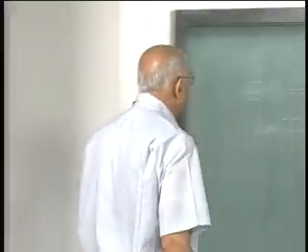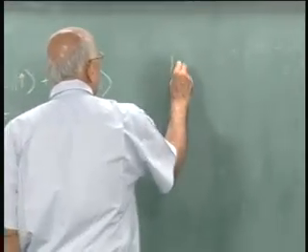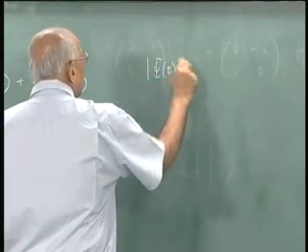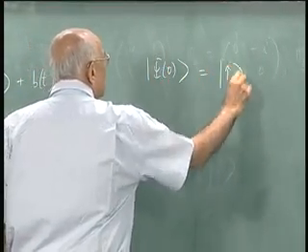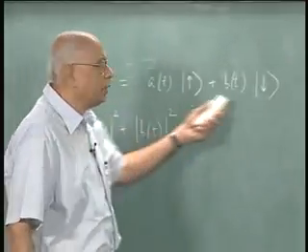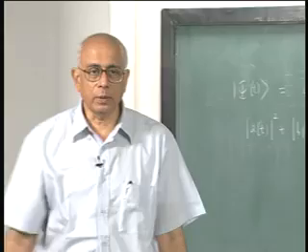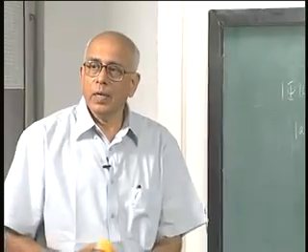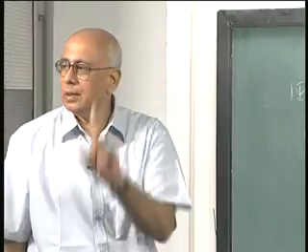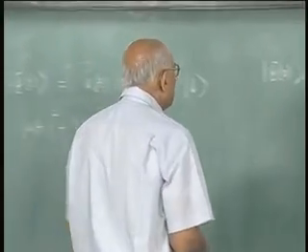Now let us do the simplest problem, and that is I prepare this system in the up state. So I tell you to start with psi of 0 is just up, that means A of 0 is unity and B of 0 is 0 to start with, and then I switch on this Hamiltonian. Now if the magnetic field is in the z direction too, then nothing is going to happen.